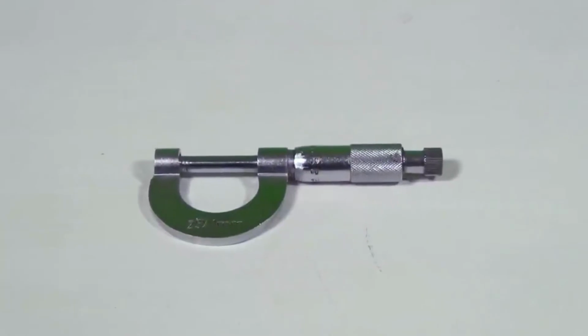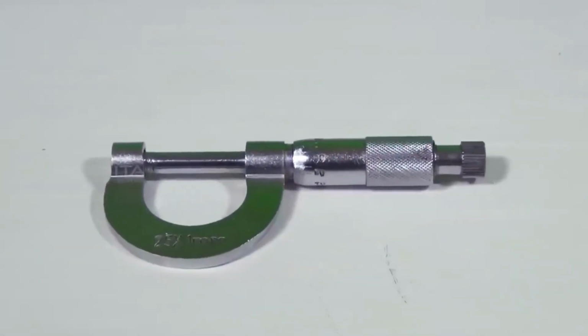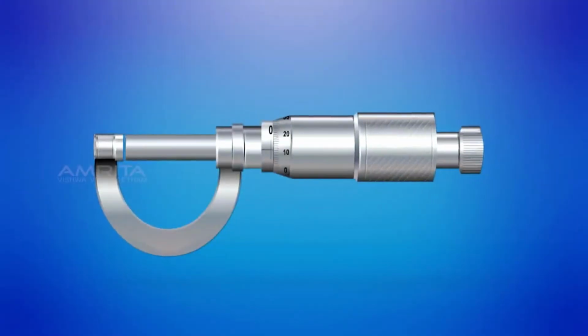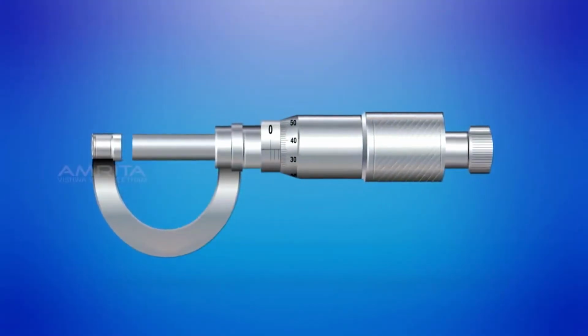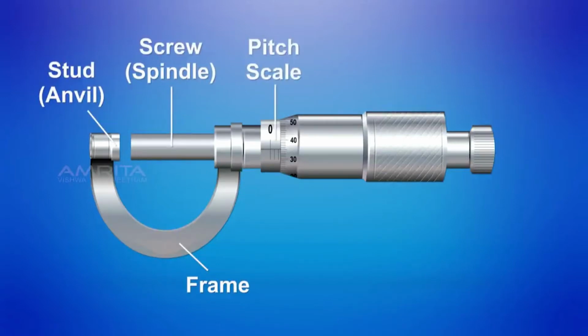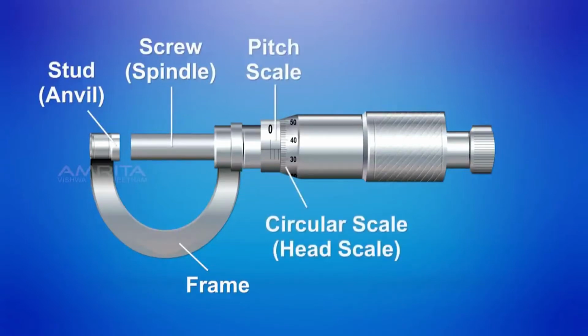Now, let's find out how we can use this instrument to find the volume of a wire and the thickness of a sheet of paper. Before that, we have to familiarize ourselves with the main parts of the screw gauge. They are frame, stud or anvil, screw or spindle, pitch scale, circular scale or head scale, thimble and ratchet.